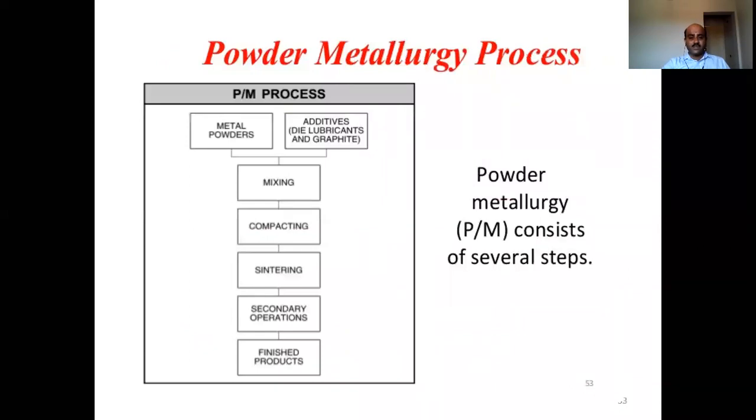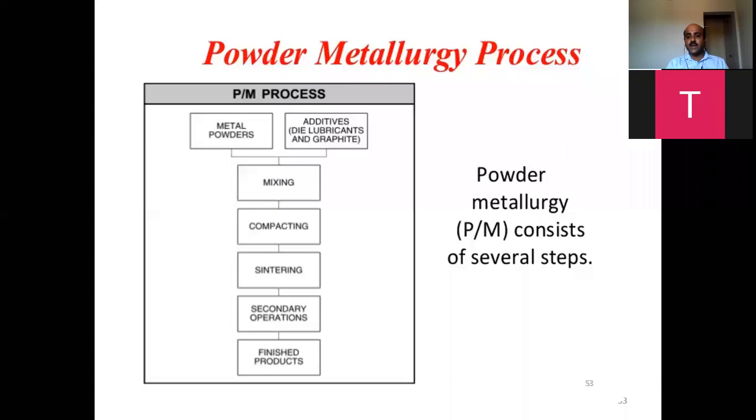Powder metallurgy consists of certain processes. Here, the metal powders are made, and then we add additives or binders, such as lubricants and graphite. Those are mixed together, which we generally call blending. We need to ensure that both the metal powders and the additives are blended together properly. That is what we call mixing.